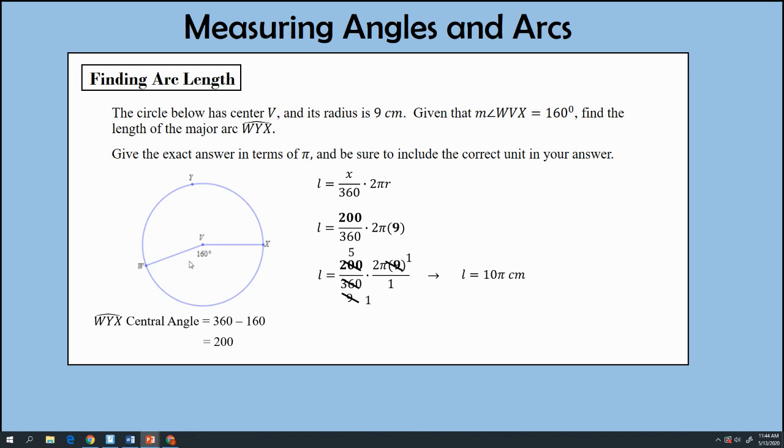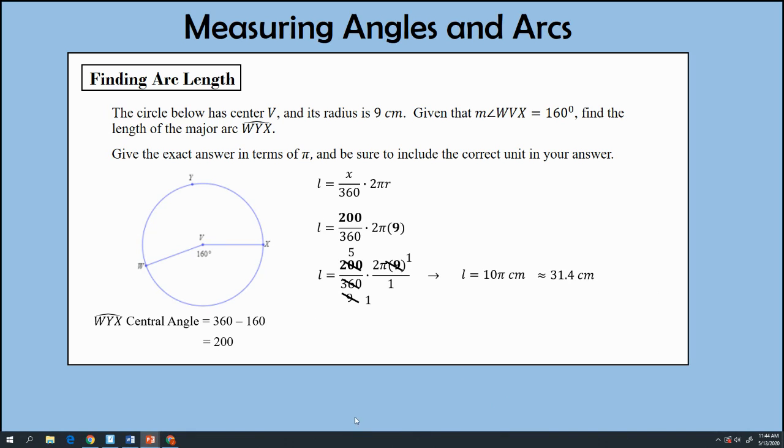10 pi centimeters is if you were to travel from W, walking along the curve, through Y on my way to X, you travel 10 pi units. Now, if I want to know what the number is, it's about 31.4 centimeters. Okay, it's about 31.4 centimeters from W through Y to X walking along that curve. All right, so that's finding arc length.